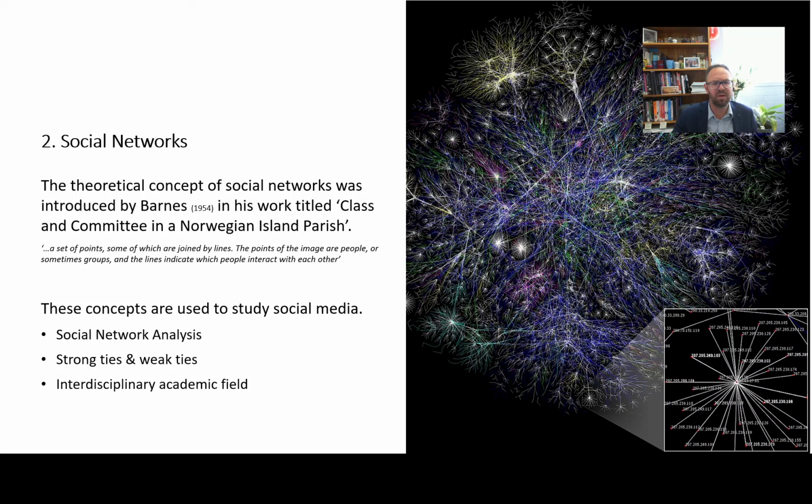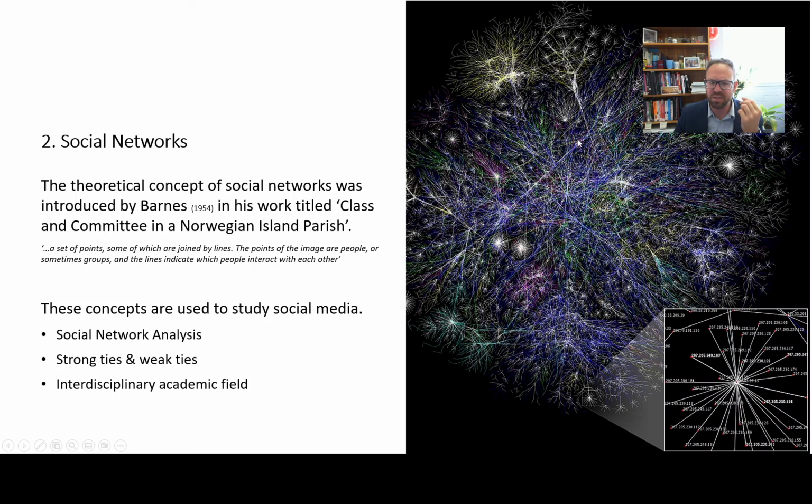And you find it as a set of points, some of which are joined by lines. Now the points of the image are people, so each node, or what we call these days nodes, or each dot, or sometimes groups of people, and the lines indicate which people interact with each other. So that was what he used to visually represent the phenomenon that he was observing, and we still use this today. These concepts are used to study social media, and we call it social network analysis. And we've got a map here, which is a mapping of social network interactivity on the web. So a long time ago, you can see how deep it is, right?